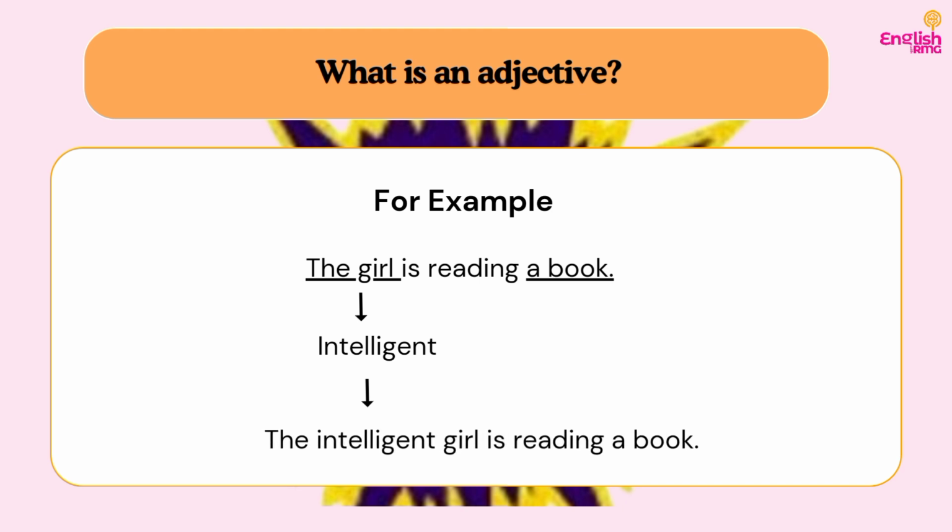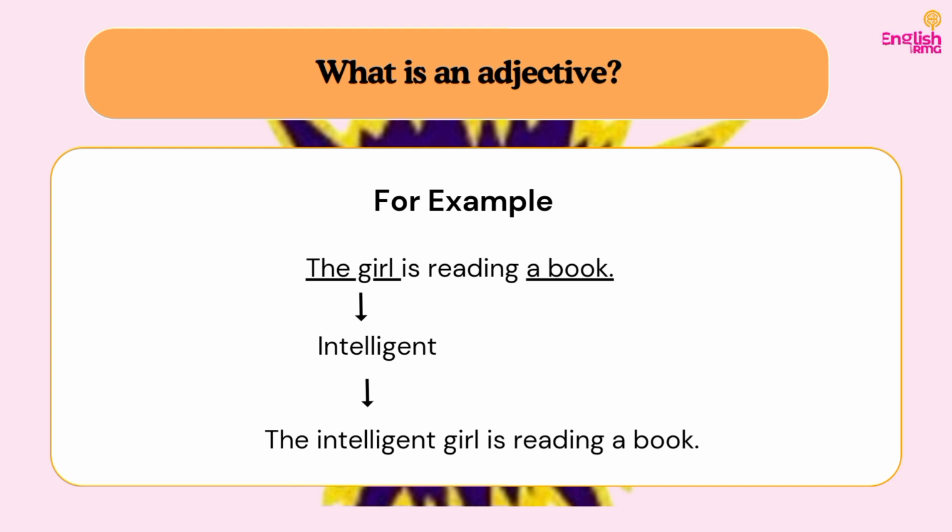So intelligent here has given us more information about the girl. So now we know that it is not just any random girl, but it is an intelligent girl. So this is how adjectives modify, qualify, or describe a noun. That is, gives us more information about a noun. Do you understand?